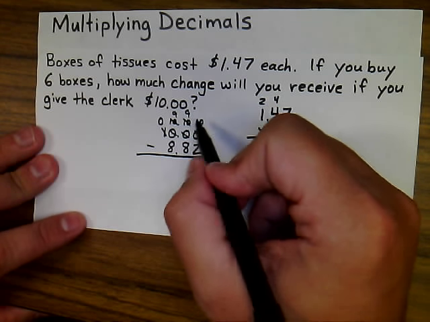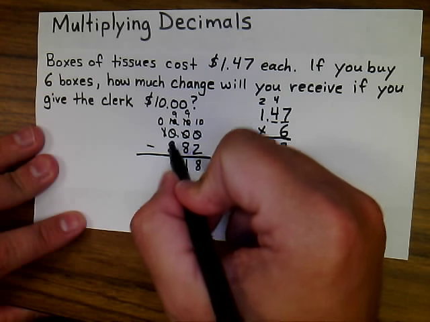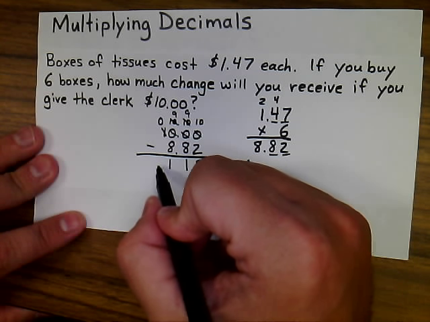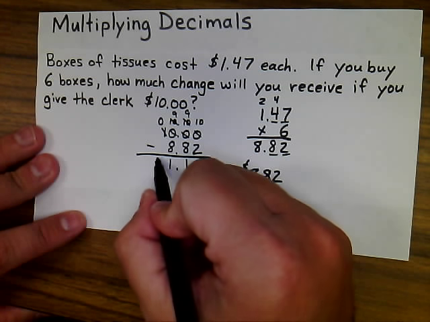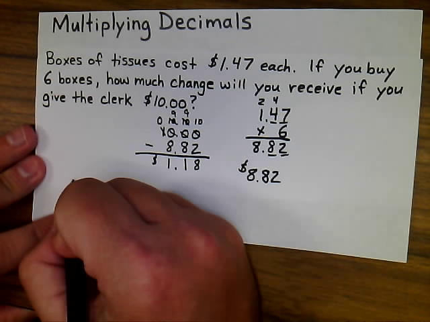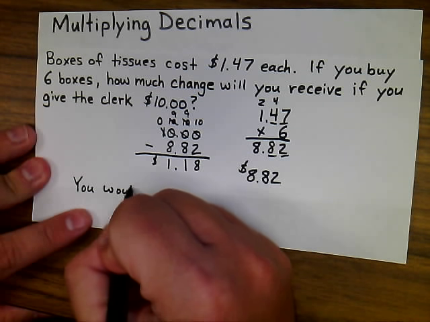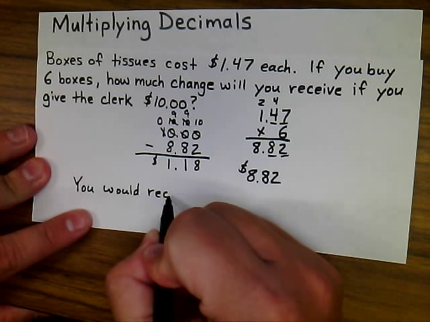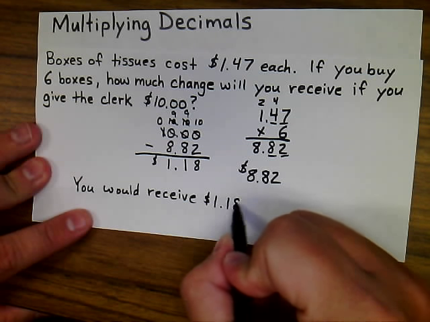So now we can finally subtract. 10 minus 2 is 8. 9 minus 8 is 1. 9 minus 8 is 1. 0 minus 0 is 0. We bring our decimal point straight down with decimal subtraction, and we know that our change, you would receive $1.18 in change.